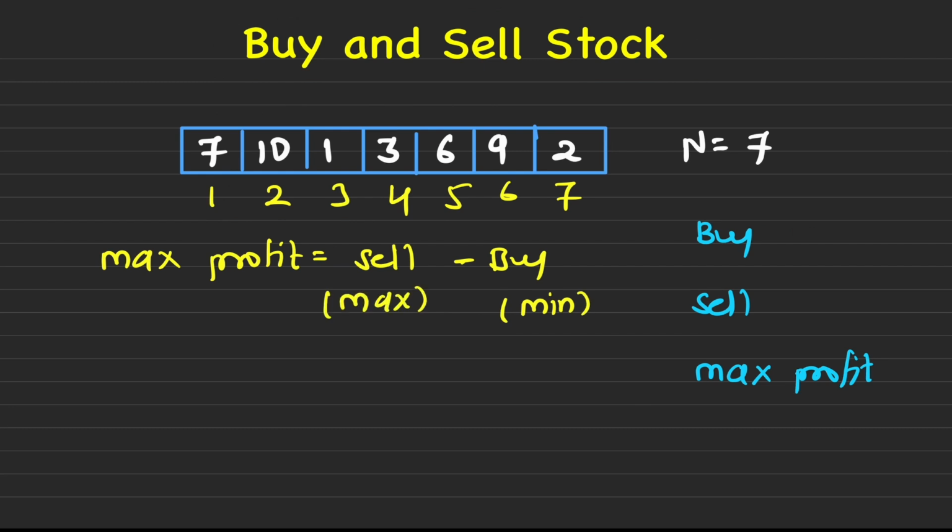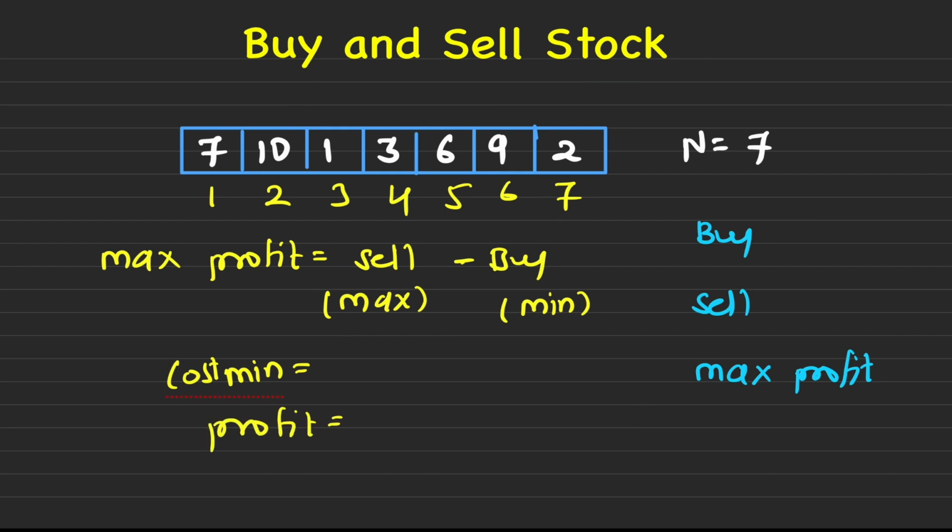Now if I buy this stock on day 1 and I sell the stock on day 1 itself, my total profit would be 0. Therefore there is no point in buying and selling the stock on the same day. So let's suppose we keep track of the minimum cost at which I can buy, and the profit I have obtained.